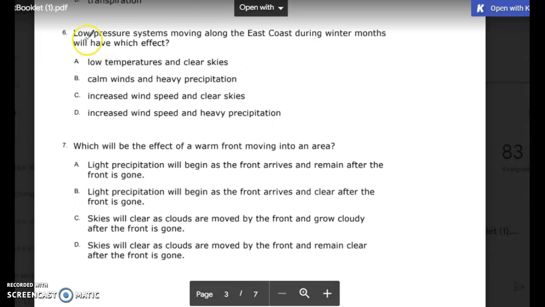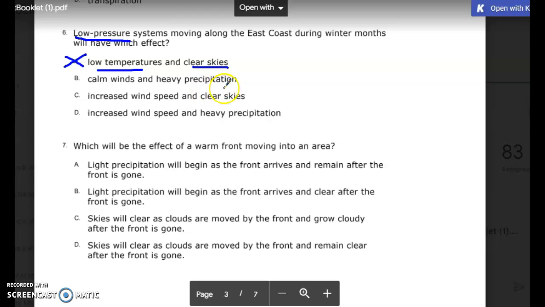Do you think we're going to see questions about high pressure and low pressure? The answer is yes. How do I know that? I make the test. Low pressure systems moving along the East Coast during winter months will have what effect? Will low pressure systems, Collins, give me low temperatures and clear skies? That's a high pressure system, isn't it? Clear, cool, and sunny. Calm winds and heavy precipitation.